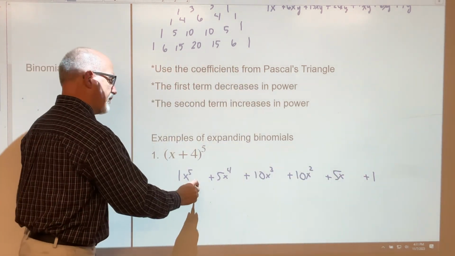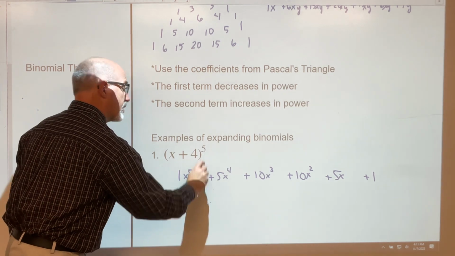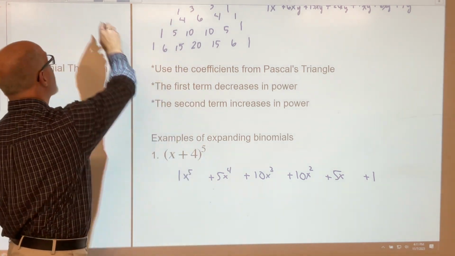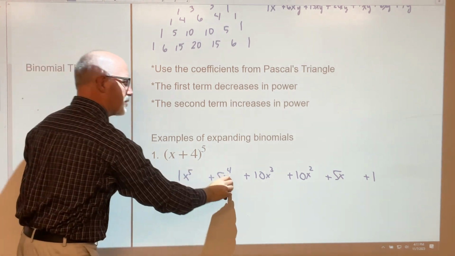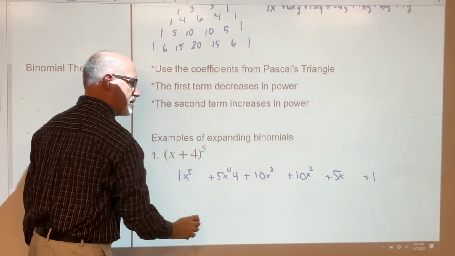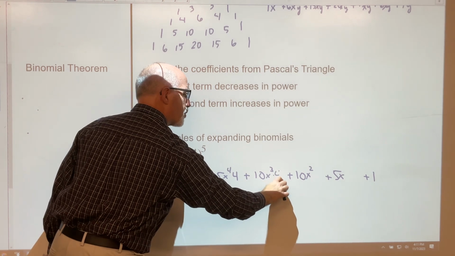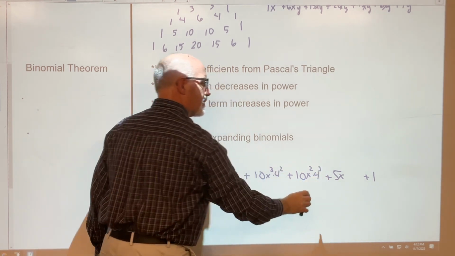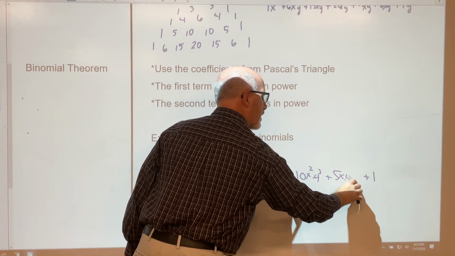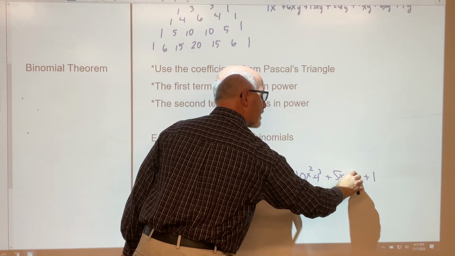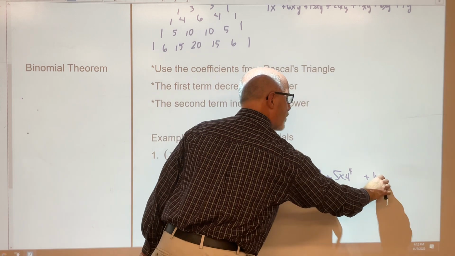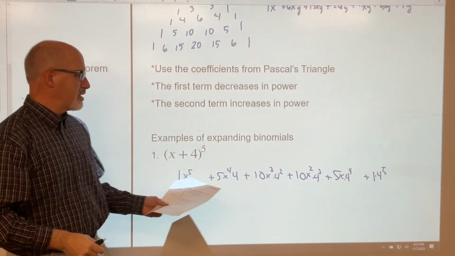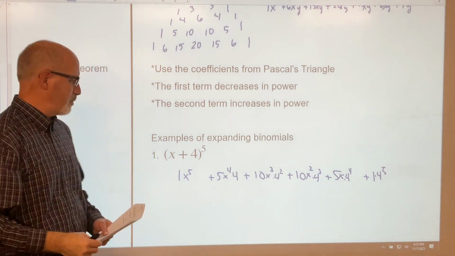And now start with the 4. This first one we don't have any, so it is left without any 4s. And so this one we have a 4 to the 1st, times 4 squared, times 4 to the 3rd, times 4 to the 4th, and then times 4 to the 5th. And now I can just simplify each of those terms.